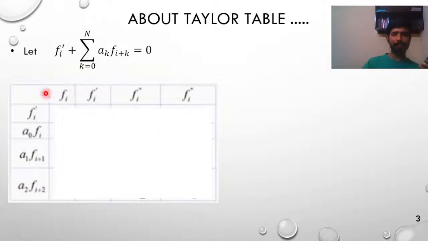This image might not be very clear, I am sorry for that. You have only fi, fi dash, fi double dash, that is the second derivative, and then the third derivative. So why do you need only these many terms? That is the main question.